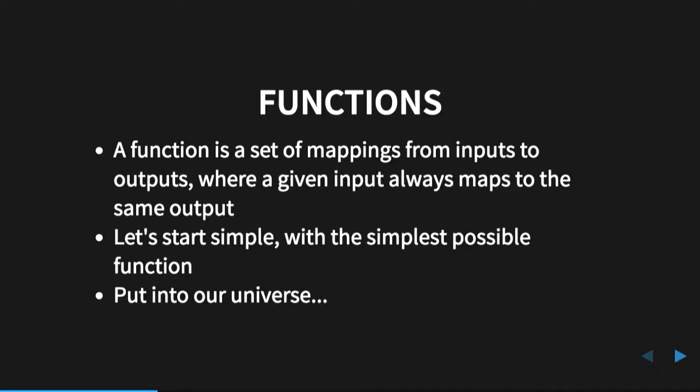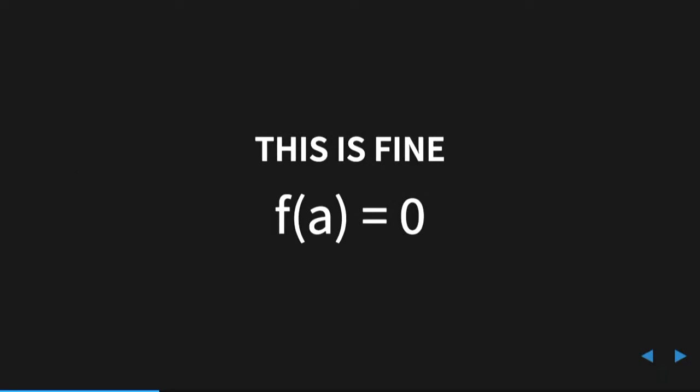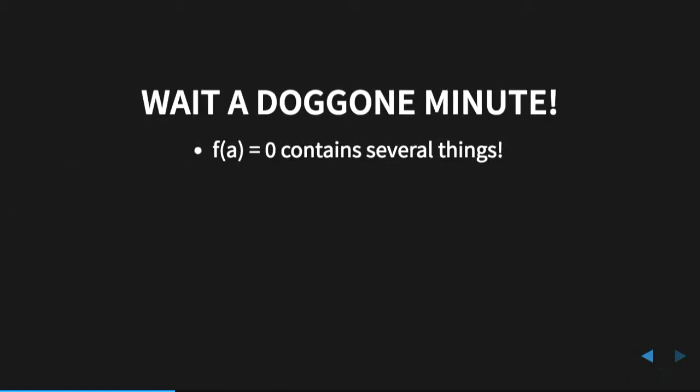So we're going to put into our universe function of a equals 0. Seems pretty simple, doesn't it? How could we go wrong with that? But when we think about f of a equals 0, just that expression brings in a whole bunch of things with it.